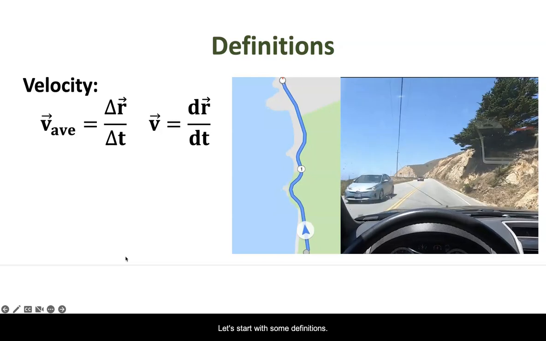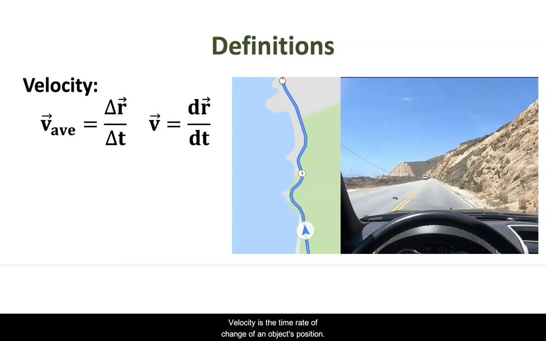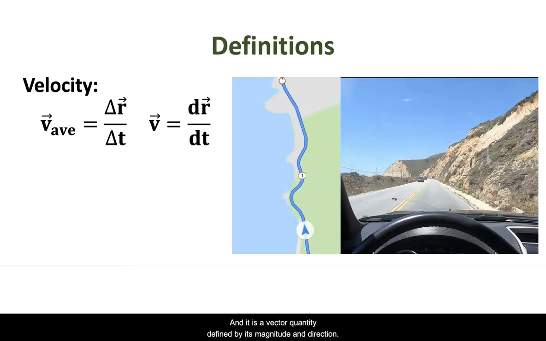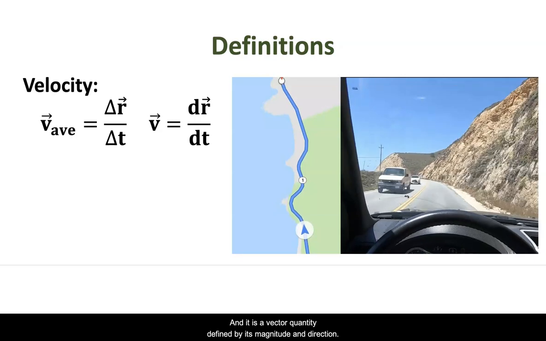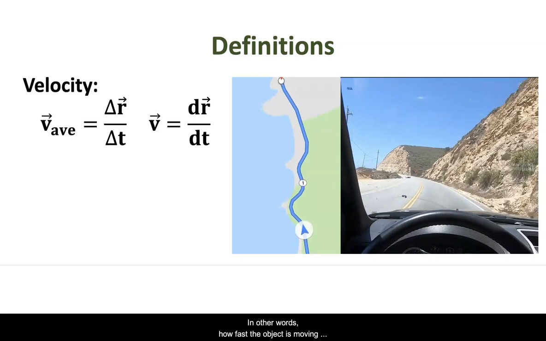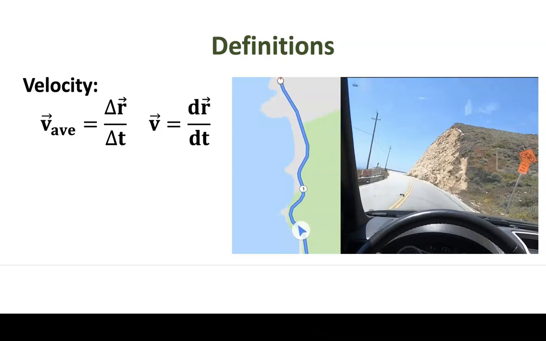Let's start with some definitions. Velocity is the time rate of change of an object's position, and it is a vector quantity defined by its magnitude and direction. In other words, how fast the object is moving and in which direction it is going.